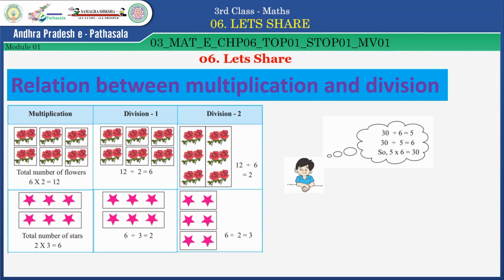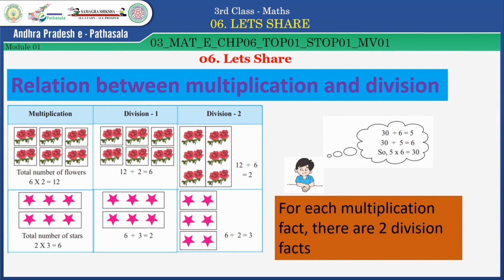Children, clearly we observe 30 divided by 6 is equal to 5, and 30 divided by 5 is equal to 6. So 5 into 6 is equal to 30. That means for each multiplication fact there are 2 division facts.